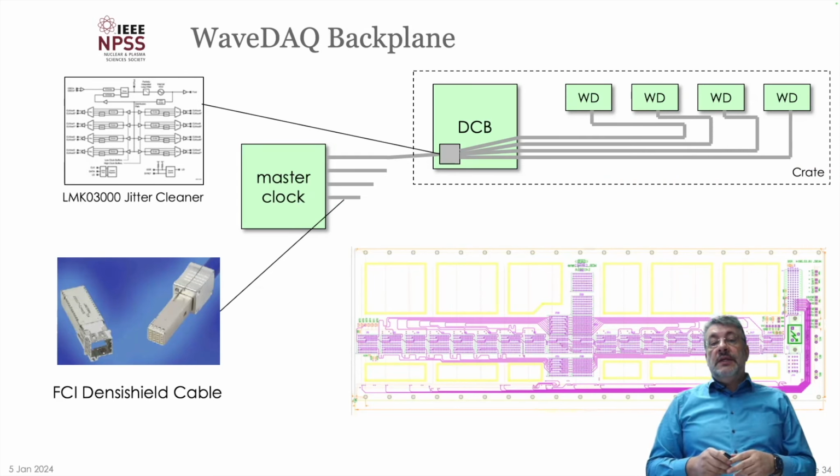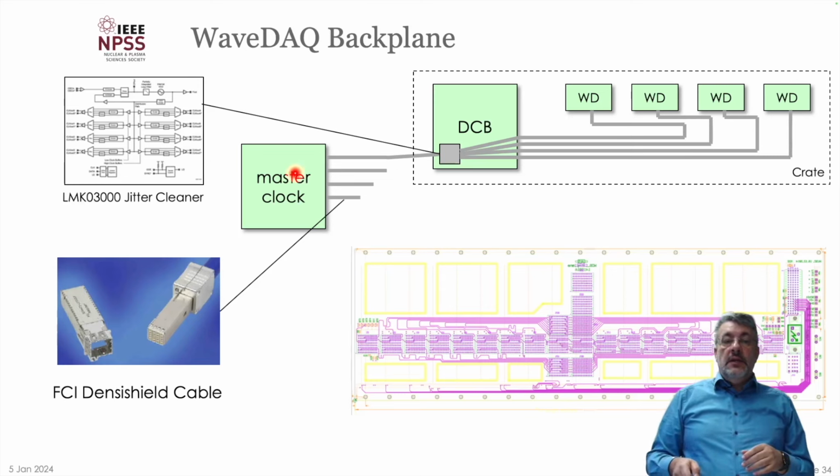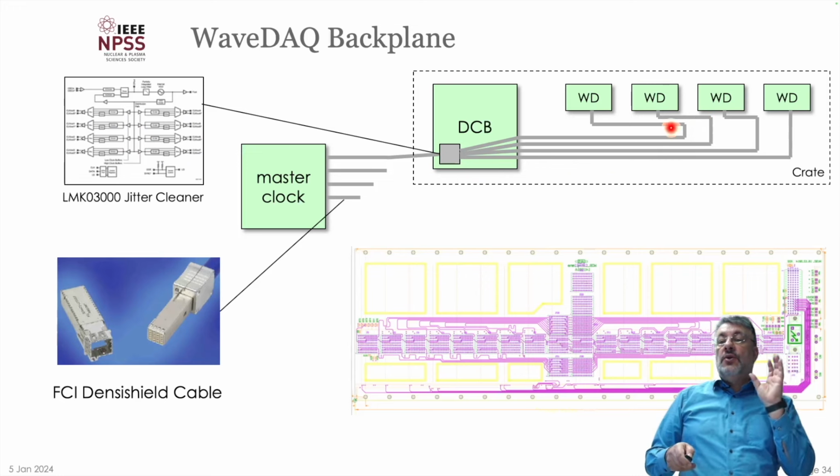This slide shows now the clock distribution on the backplane of the WaveDuck crate. So we have here the master clock and the fan out, as I showed previously. Then on each crate we have a data concentrator board which contains a jitter cleaner and then distributes the clock on the backplane, and you can actually see here some snaking, so all the lines going to the individual slots have roughly the same length to within like 100 picoseconds.